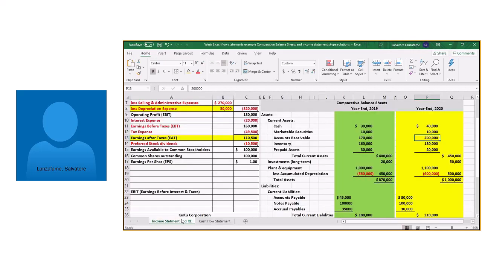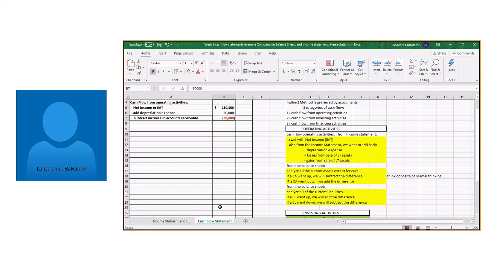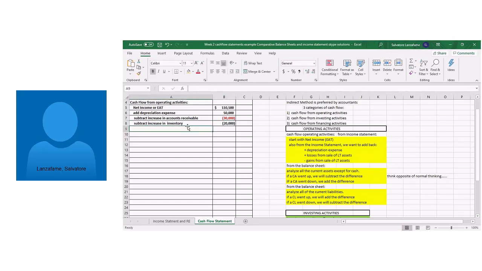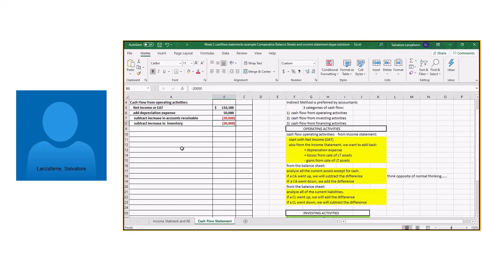We also had inventory that went up from 160 to 180, so that went up by 20. So if it went up, we're also going to subtract that. So subtract the increase in inventory. So again, we're working opposite of what you would think you would do.